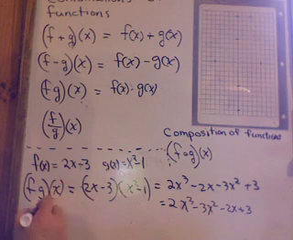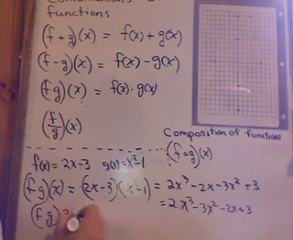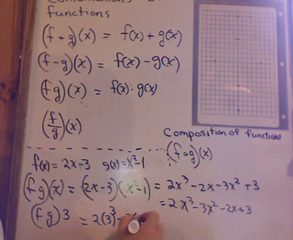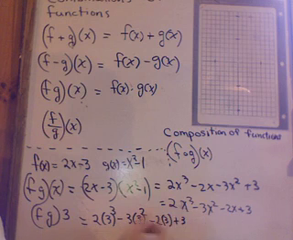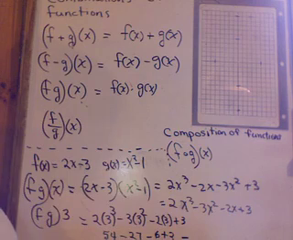And then, again, if I wanted to do fg of 3, I would just plug in the 3. So 2 times 3 to the third minus 3 times 3 squared minus 2 times 3 plus 3. We've got 27 times 2, 54, minus 3 squared is 9 times 3, 27, minus 6 plus 3. And I'll leave the figuring of the last part of that for you.